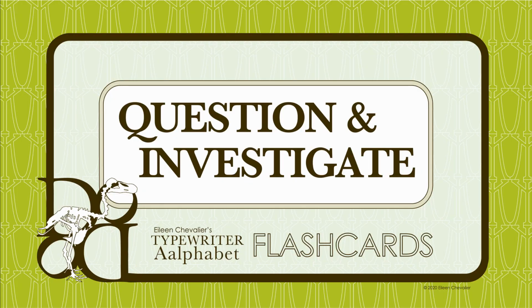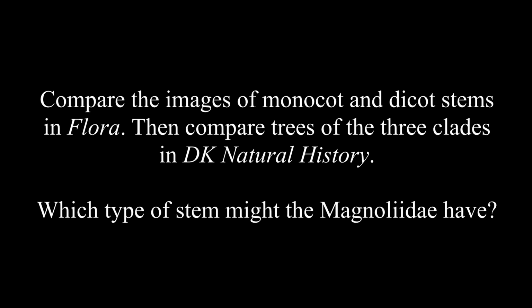The first thing that we're going to do and investigate is to compare the images of the monocot and dicot stems in Flora. Then we're going to compare the trees of the three clades in the DK Natural History book and figure out which type of stem the Magnoliidae might have. So the magnolia tree, let's just look at that one in particular because it's easy. They're really beautiful. They're very, very branched.